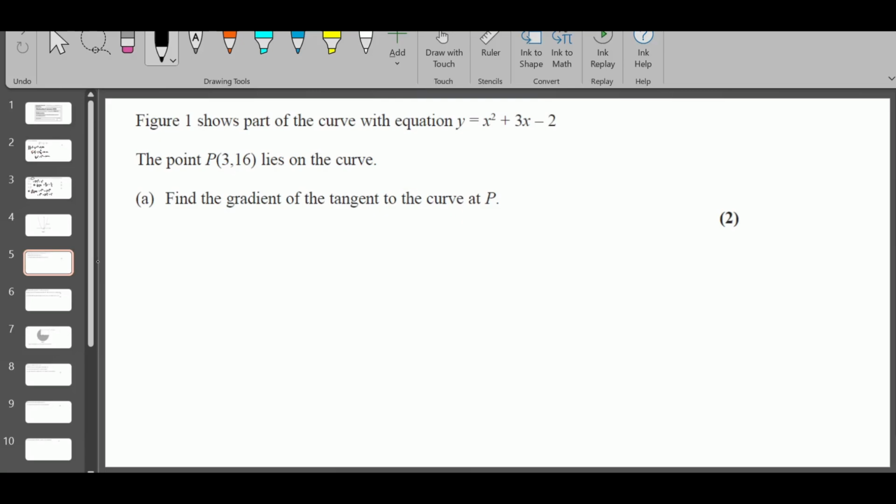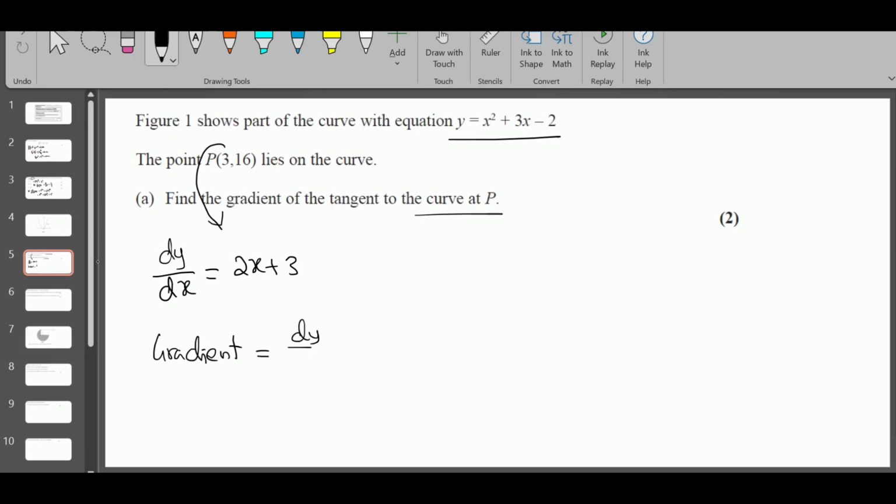To find the gradient, you need to differentiate the function. So you will get 2x plus 3 when you differentiate this. And if you want to find the gradient at a particular point, you replace x by the x coordinate of the point. So gradient is equal to dy over dx at P of 3, 16. So 2 times 3 plus 3, which is 6 plus 3, is 9, is the answer.